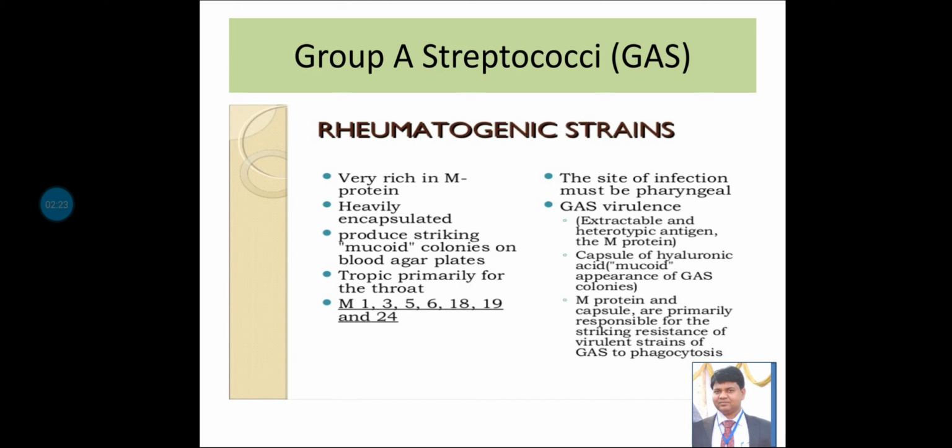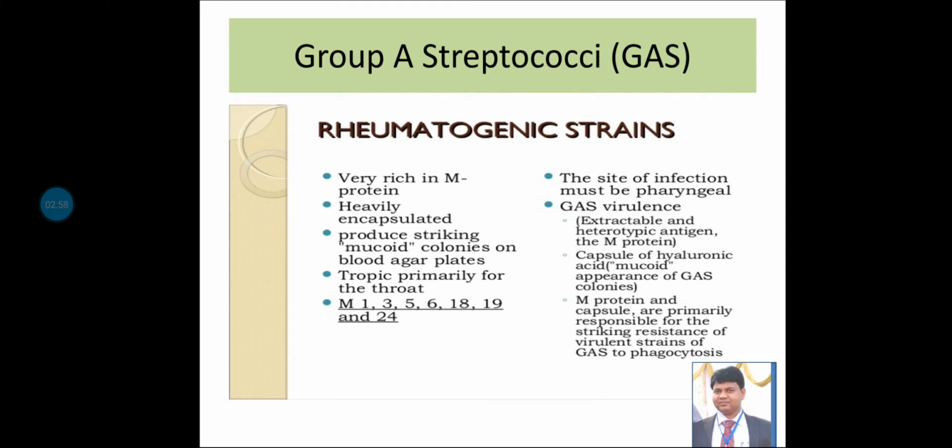If we go through the streptococci, the rheumatogenic strain is basically very rich in M protein. They are heavily encapsulated, and they produce striking mucoid colonies on blood agar plate, and they show tropism towards the throat. And the different types of M proteins present in this strain are M1, M3, M5, M6, M18, M19, and M24.